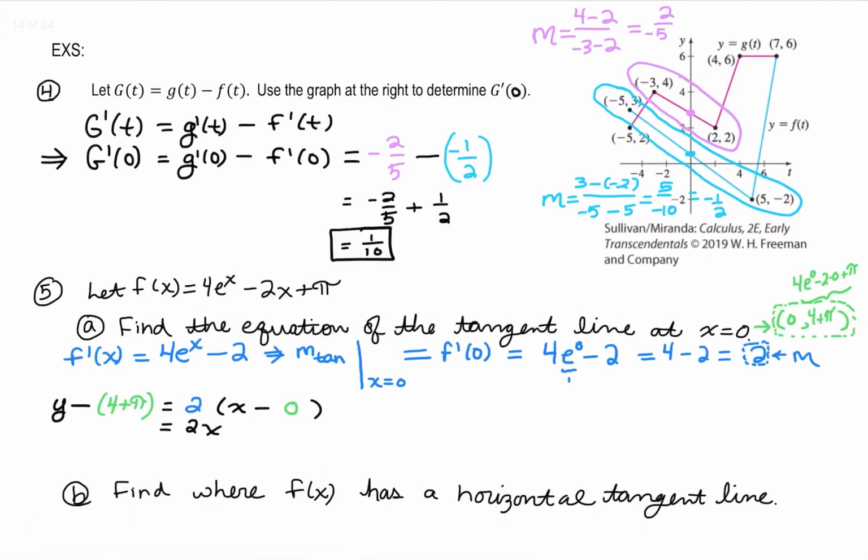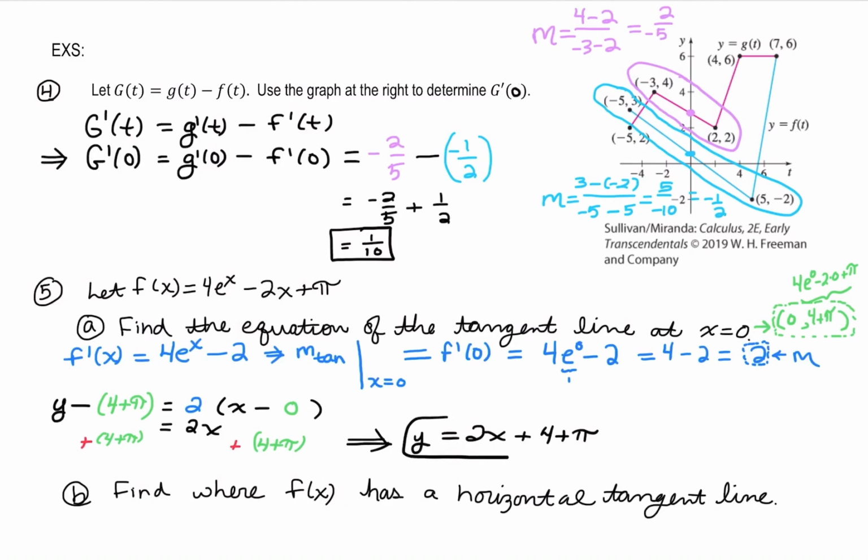So as we finish this out, on the right-hand side, we simply have 2x, and then let's just add this entire binomial of 4 plus pi over to the right-hand side, rather than distributing through the negative. You could, and then you just end up adding those two terms separately. So what we would end up with then is simply y equals 2x plus 4 plus pi.